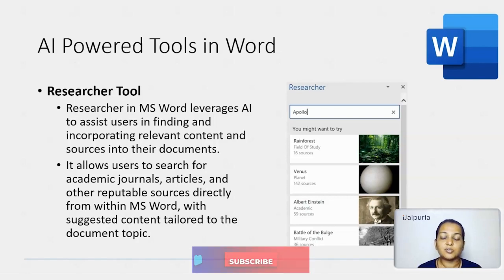Now the researcher tool, which actually makes use of AI integration, helps the user in finding some relevant information or content from other sources. So say for example, if I'm creating a research paper and I want to cite some resources into my document or into my content, then I can make use of this researcher tool. And this will basically pull out some of the citations and some of the reference material that I may even try to use in my projects. So this is the researcher tool.